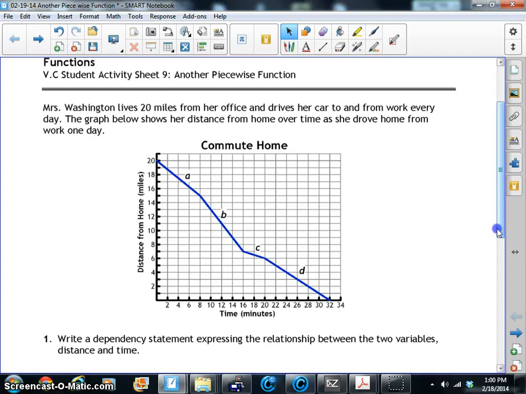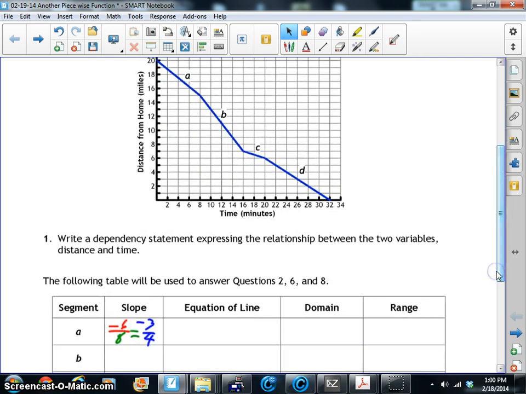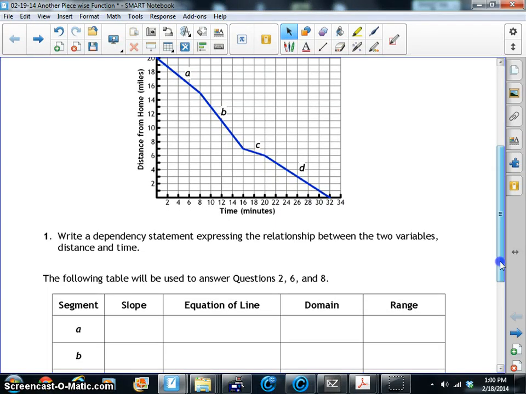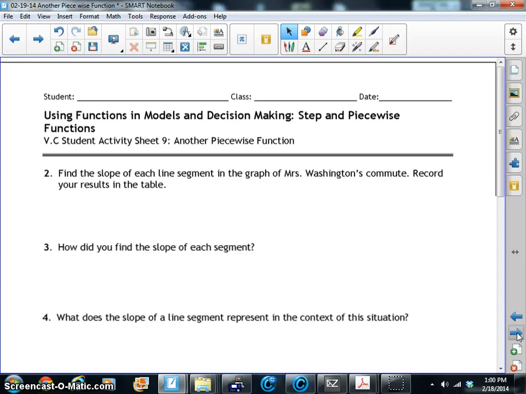So we have this. We have write a dependency statement on this, so you can write a dependency statement. You're going to be doing that in class. And then we have our chart right here. Okay, so we have our chart right there. And we're going to have some data. We're going to go ahead and fill this up with some data. We're going to be using this for certain questions.